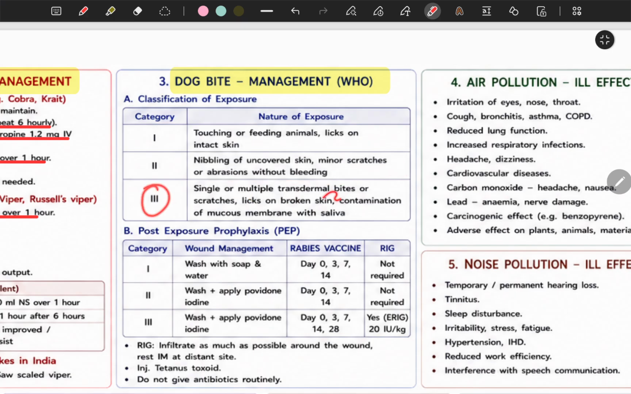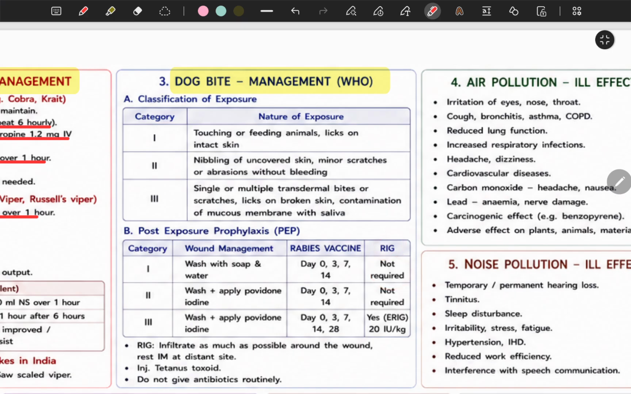Third is single or multiple transdermal bites or scratches, licks on broken skin, contamination of mucous membrane with saliva. There is broken skin, contamination, multiple transdermal bites. That is category 3. Now post-exposure prophylaxis, how we manage a dog bite. Category 1: wound management is to wash with soap and water. Rabies vaccine on day 0, 3, 7, 14.